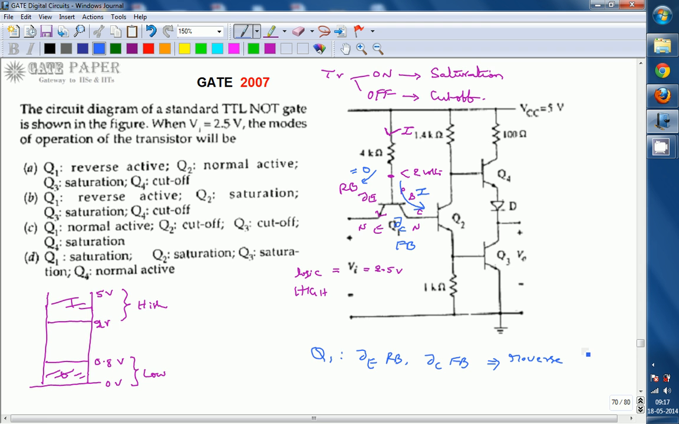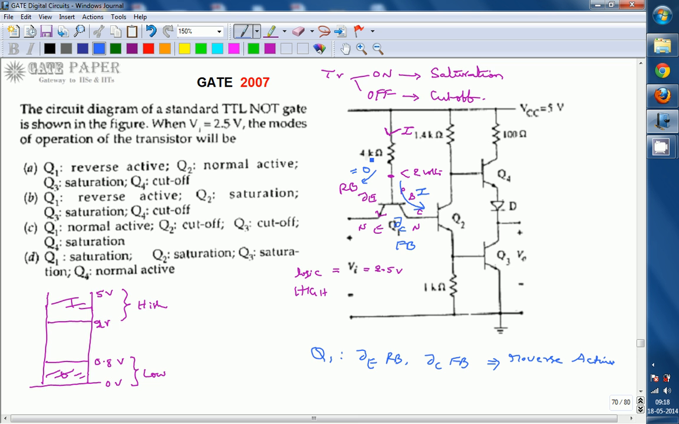Active region means the emitter base junction is forward bias and the collector base junction is reverse bias. But here the emitter base junction is reverse bias and the collector base junction is forward bias. So it is the reverse condition of the active region, and it is called the reverse active or inverse active region. So Q1 will be in the inverse active or reverse active region.